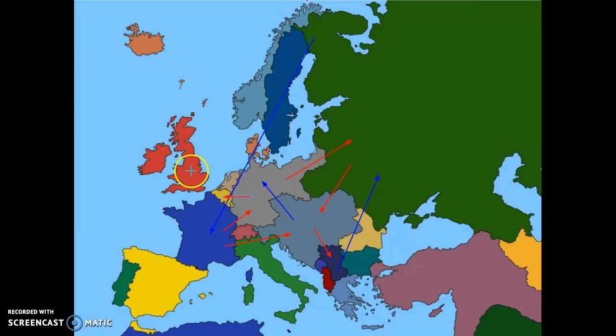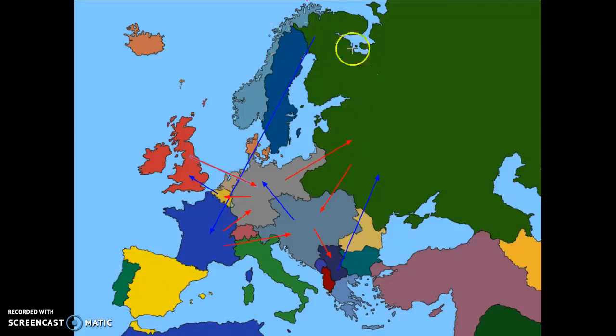Now, Great Britain was allied to Belgium for strategic reasons. So when Germany declared war on Belgium, Great Britain, or the United Kingdom, declared war on Germany and Austria-Hungary, which would become known as the Central Powers. And Great Britain, France, Russia would become known as the Allied Powers, or the Triple Entente.